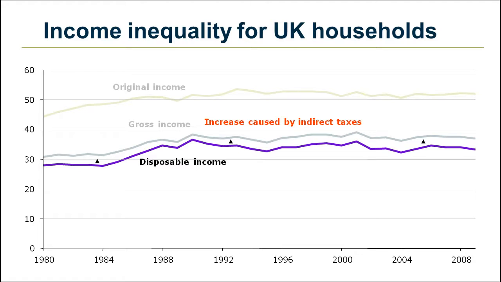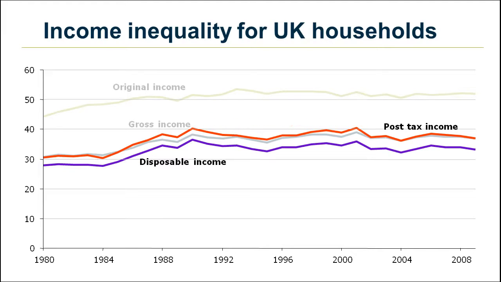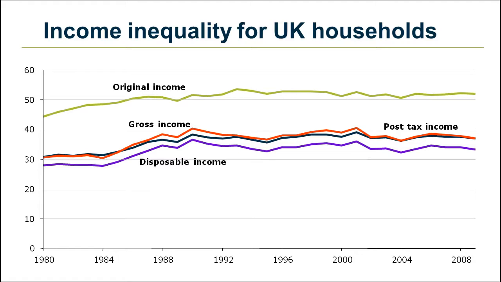Even though richer households pay more indirect taxes, we can see this as income inequality for post-tax income is above that for disposable income. In 1980, indirect taxes increased inequality by 2 percentage points, and from the mid-1980s onward by around 4 percentage points. So we see that overall, taxes made little difference to income inequality. This is because direct taxes reduce inequality and indirect taxes increase inequality by roughly the same amounts.